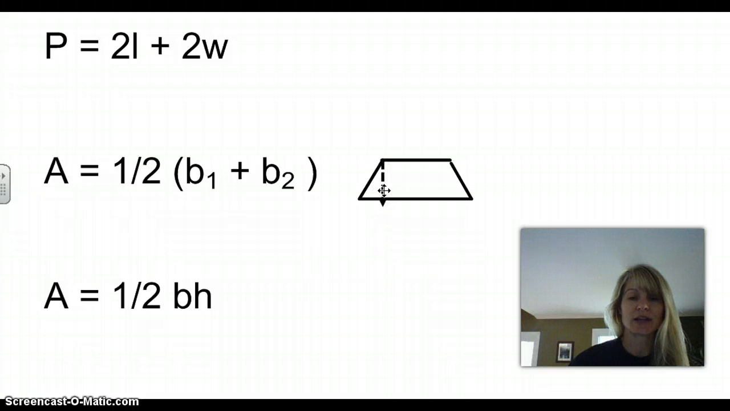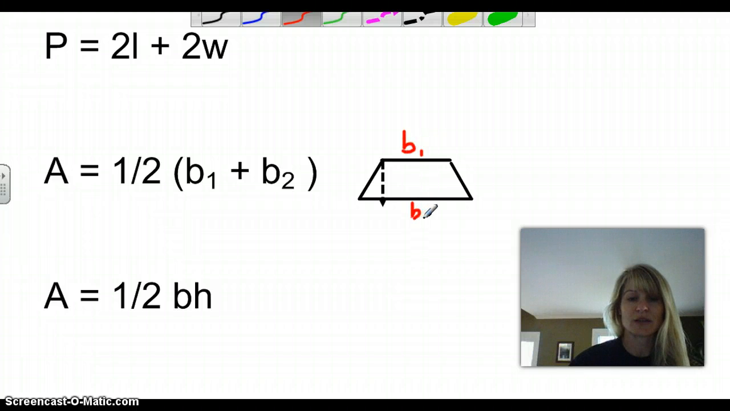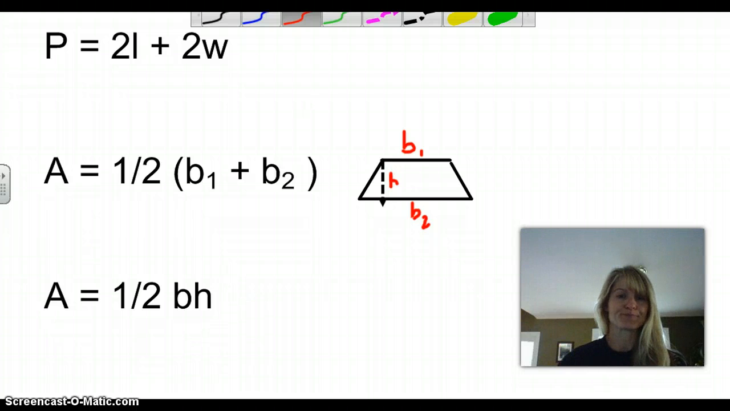So this is just a side here. This is actually your height. So if you look, the height is perpendicular here, which is a right angle, and it's perpendicular here, which is also a right angle. So trapezoids have two bases. This is base 1. This is base 2, and this is its height. Should sound familiar from before, but there you are, okay? So anyway, it's these two bases added together. Half of that equals the area. And then you should recognize this is the area of a triangle.